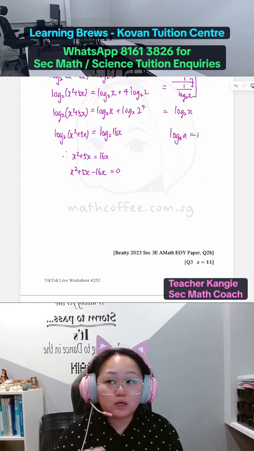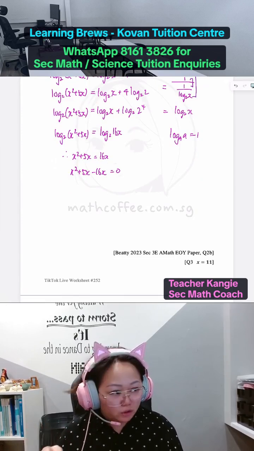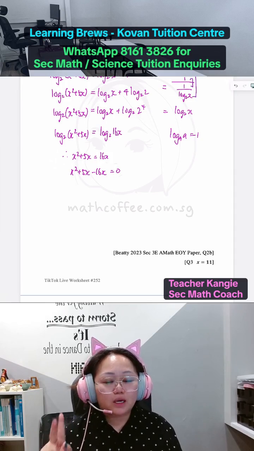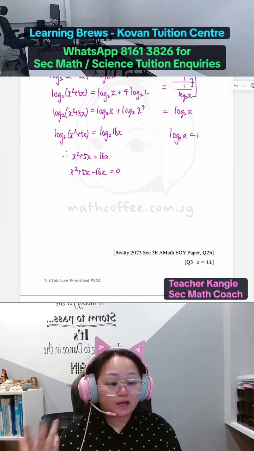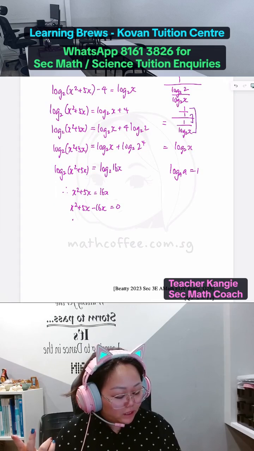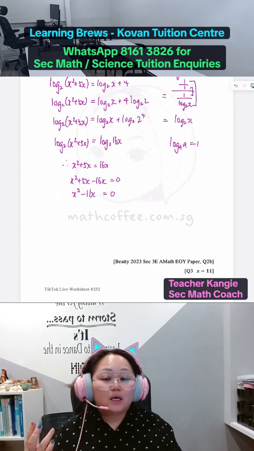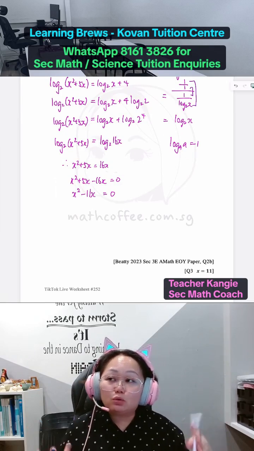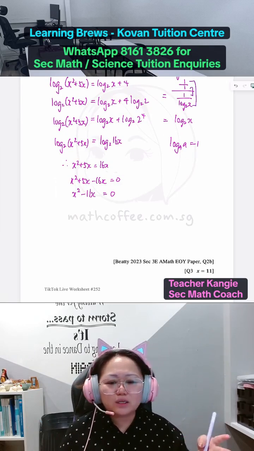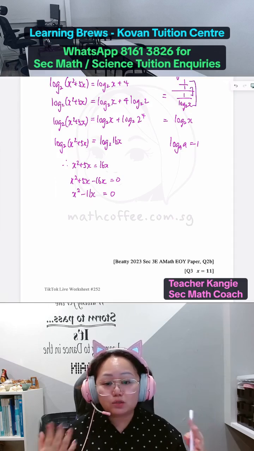Okay, in AMath, you learn linear and quadratic equations. Only students who are doing AMath learn up to cubic equations or sometimes even x to the power 4. Correct? So this one, let's simplify. It will be x squared minus 11x equals 0. Okay, quadratic equation, sometimes students see 2 terms and they panic. They always see 3 terms, and don't know how to solve a quadratic equation when it's 2 terms.